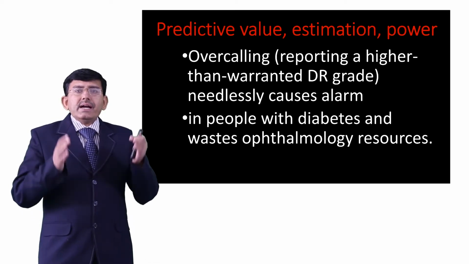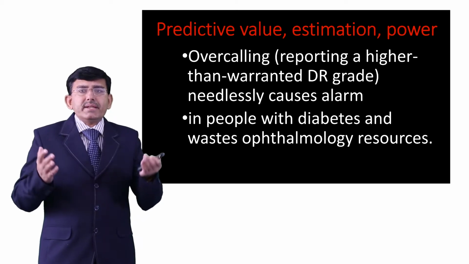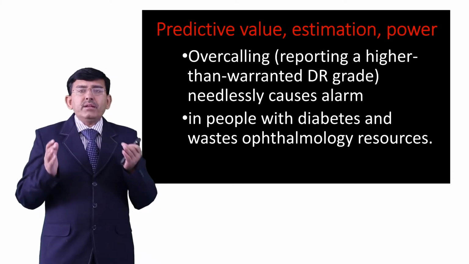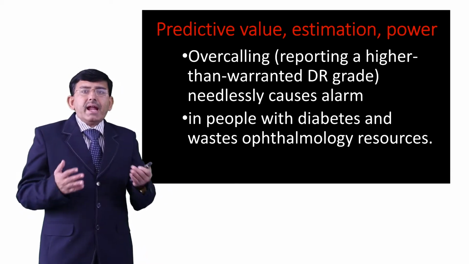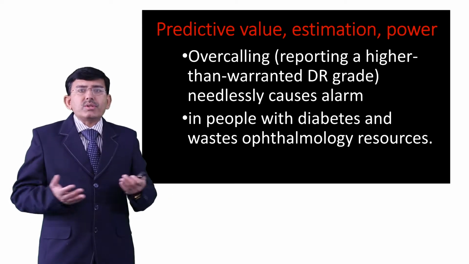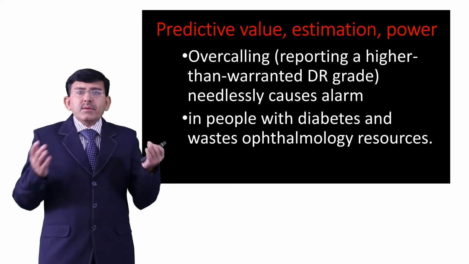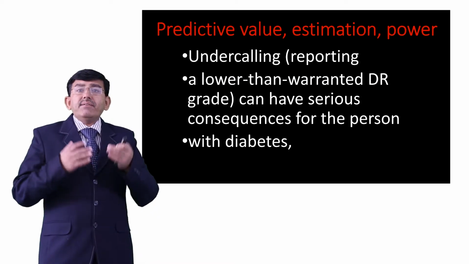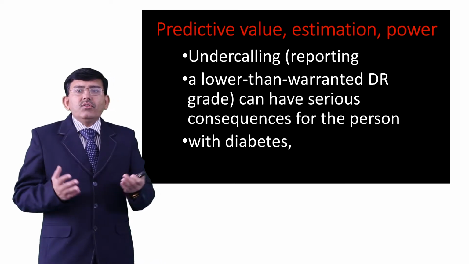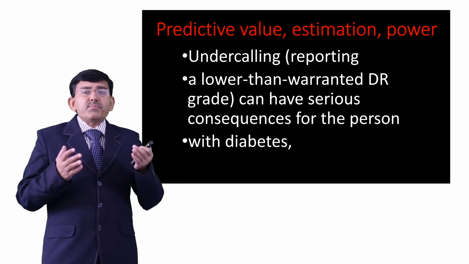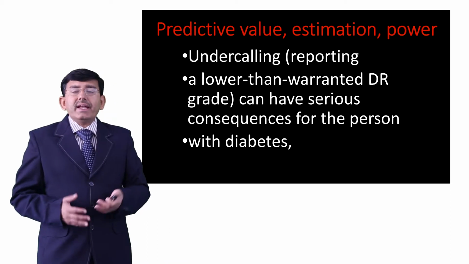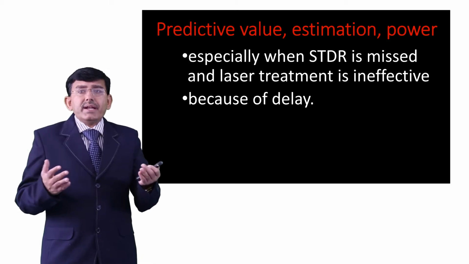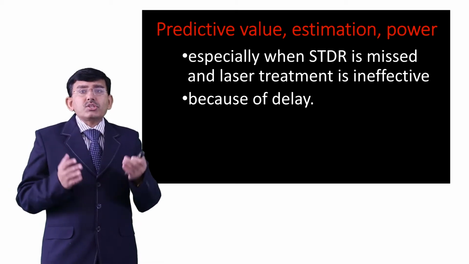Overcalling, reporting a higher than warranted diabetic retinopathy grade, needlessly causes alarm in people with diabetes and wastes ophthalmology resources. Undercalling, reporting a lower than warranted diabetic retinopathy grade, can have serious consequences for the person suffering with diabetes, especially when STDR is missed and laser treatment is ineffective because of delay.